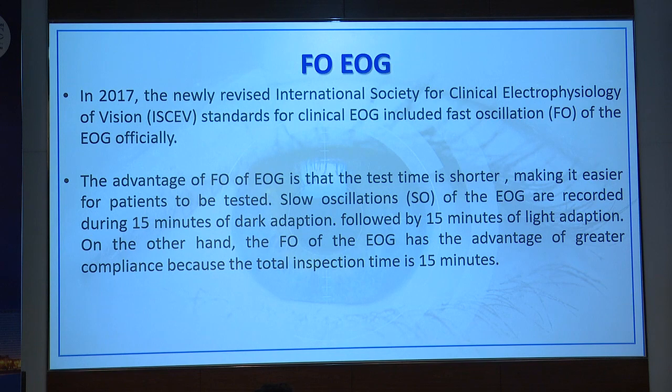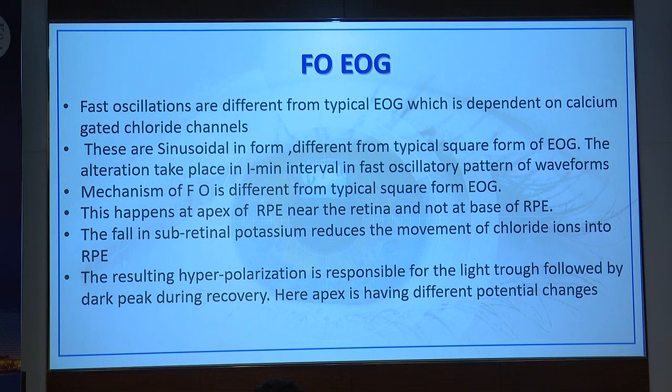Slow oscillation is recorded during 15 minutes of dark and 15 minutes of light. On the other hand, the FO of the EOG has the advantage of greater compliance because the total inspection time is 15 minutes. Fast oscillation EOG is different from the typical EOG because that was the square form. This is sinusoidal, and the mechanism of FO is different from the typical square form of EOG.